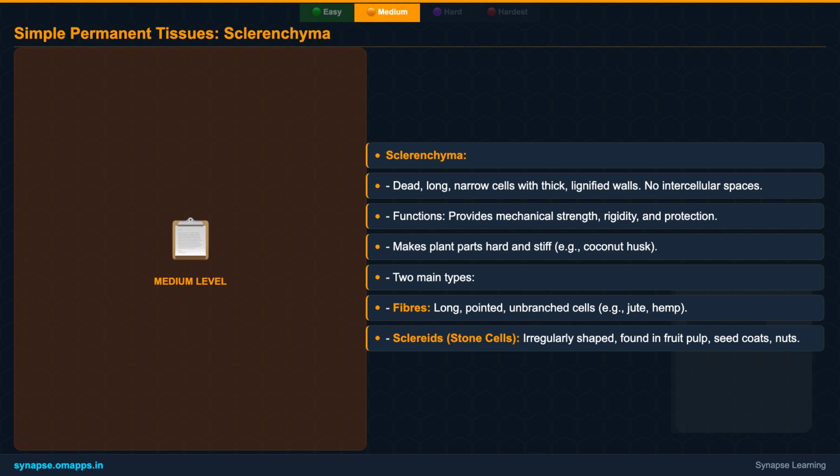We find them in 2 forms: long, pointed fibers, like those in jute, and irregularly shaped sclerids, often called stone cells, which give the gritty texture to pears or the hardness to nutshells.